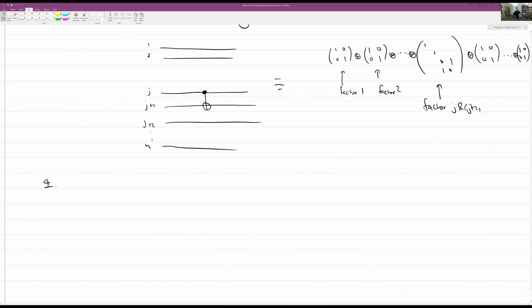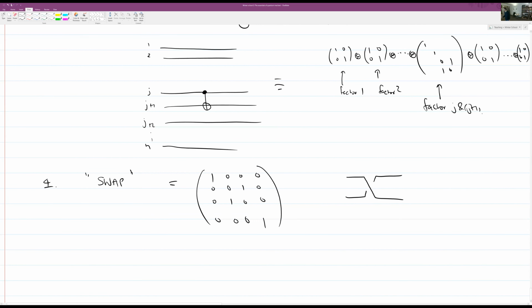There's one operation we're going to need before I can tell you a very important theorem, and then we can sort of draw today's discussion to a close, and that is swap. There's a special kind of unitary called swap. Swap is the following matrix, 1, 0, 0, 0, 0, 0, 1, 0, and so on, and it does what you think it does. It swaps qubits j and j plus 1, or two qubits. In circuit notation, it looks like this. And you can imagine what doing swap on j and j plus 1 means.